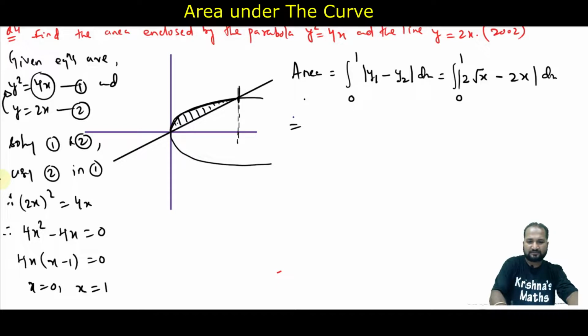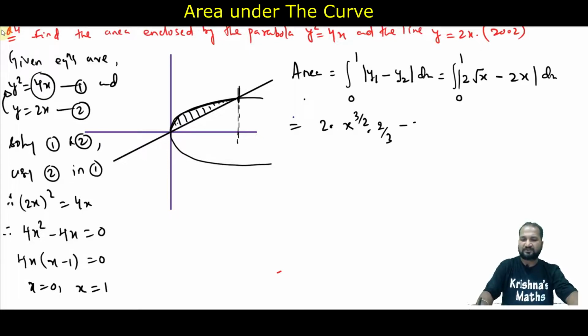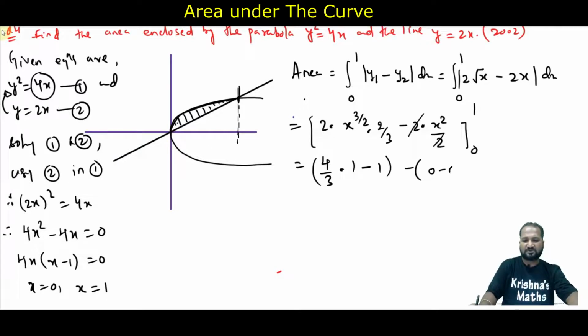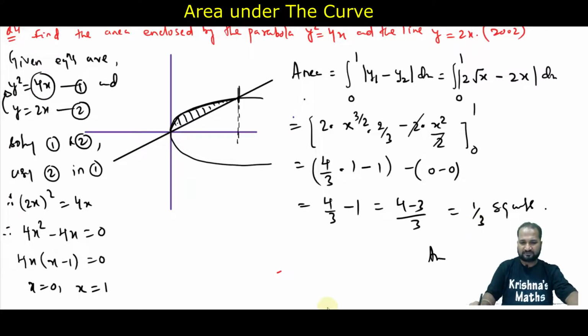Right? So this is equal to integration 0 to 1. Do the integration directly: 2 into root x, root x meaning x raised to 1 by 2, so this is 3 by 2 into 2 by 3, minus 2 into the integration of x, which is x square by 2, within the limits 0 to 1. This 2 and this 2 will get cancelled. Put 1: 2 into 2 will be 4 by 3, 1 raised to power 3 by 2 is 1, minus 1. Minus x at 0, 0 minus 0. So this is equal to 4 by 3 minus 1, which is equal to 4 minus 3 by 3, and that is equal to 1 by 3 square units. This is your answer.